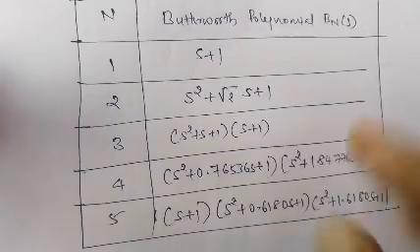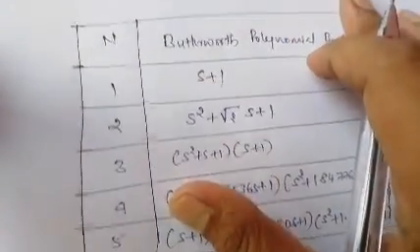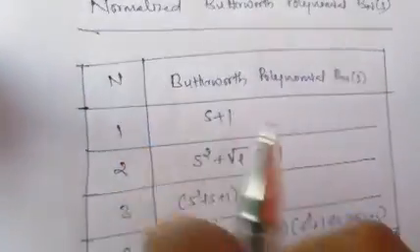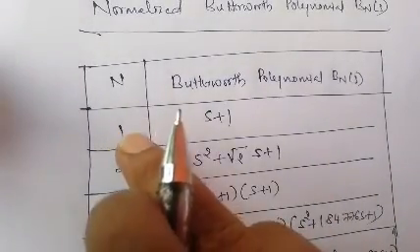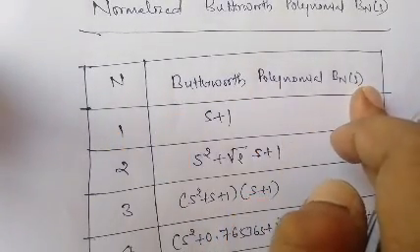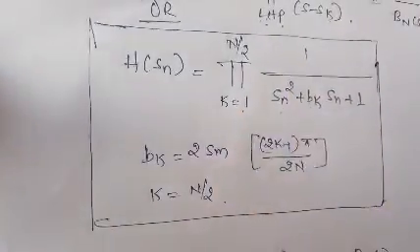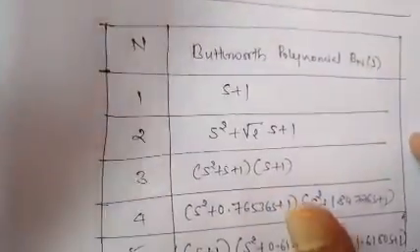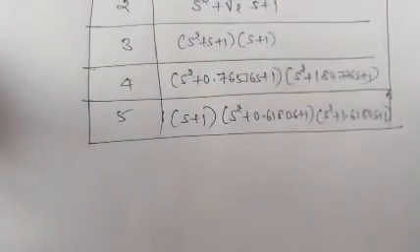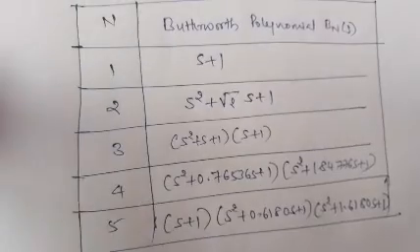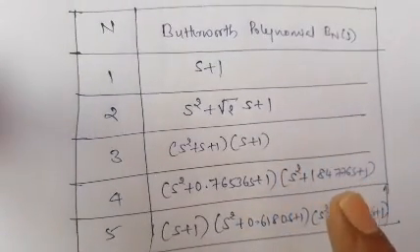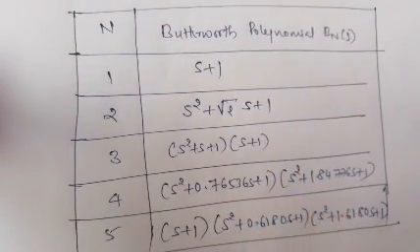Because if you are not remembering this table, then after calculating the order of the filter, in order to calculate the Butterworth filter polynomial, you have to substitute the values in this formula and do the simplification. It will take time. So to avoid the time consumption, remembering this table is helpful for solving any numericals while designing a Butterworth filter. It reduces the simplification time.